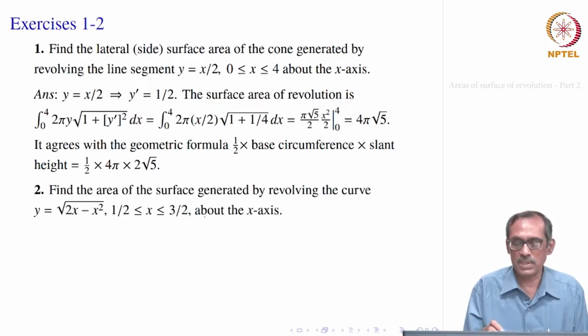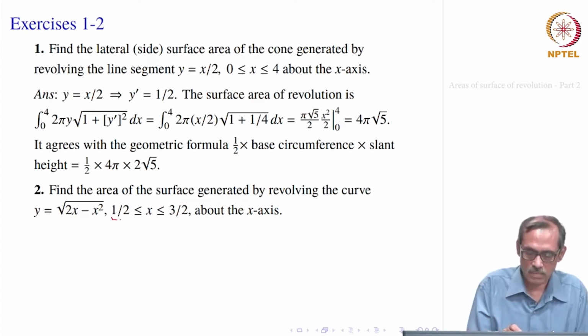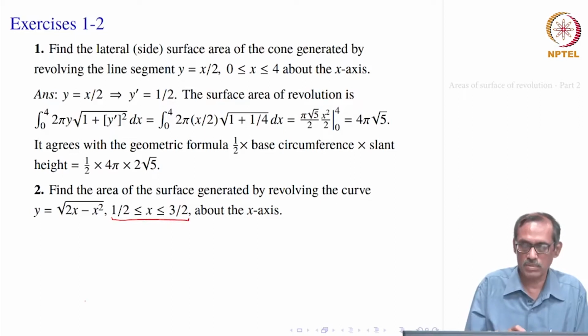Now, find the area of the surface generated by revolving the curve y equal to square root of 2x minus x squared, the portion of the curve which is obtained by varying x between half and 3/2, and the surface is generated by revolving this portion or arc of the curve about the x axis.